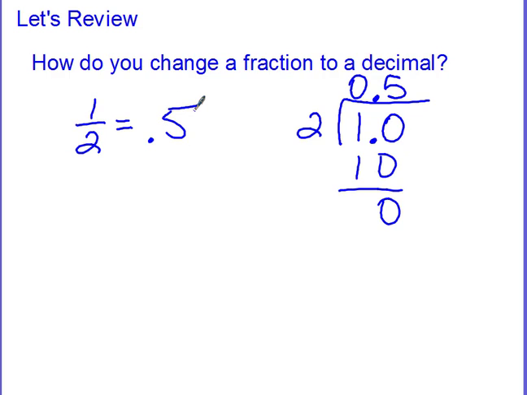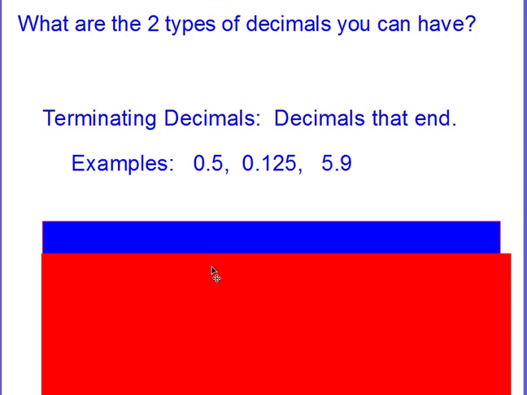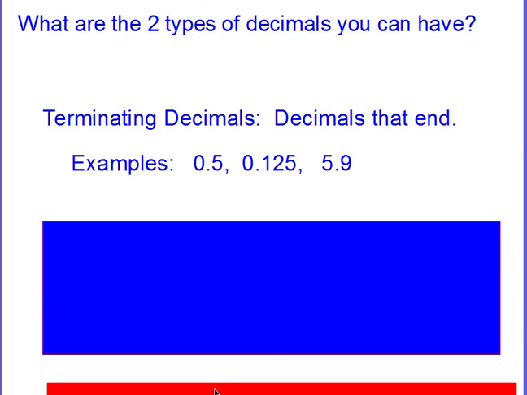So how do we change a fraction to a decimal? We simply divide. We say the fraction. But what kind of decimals can I get? What are the two types of decimals that you can have? Well, the first type that we'll talk about is called terminating decimals. A terminating decimal is a decimal that ends. They're decimals that have a finite number of values or digits.